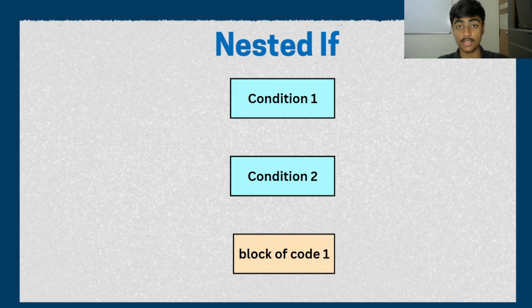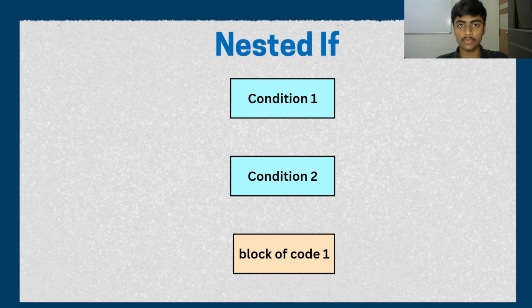Now we'll try to understand how nested if statements work in Java. Nested if statements don't require anything new like we've seen with else statements or else if statements. Nested if statements are basically one if statement inside another if statement. Over here you notice that I have a condition 1 and a condition 2. Condition 1 is the condition of the first if statement, but condition 2 is the condition of a second if statement inside our first if statement.